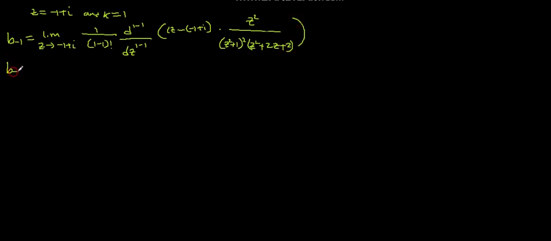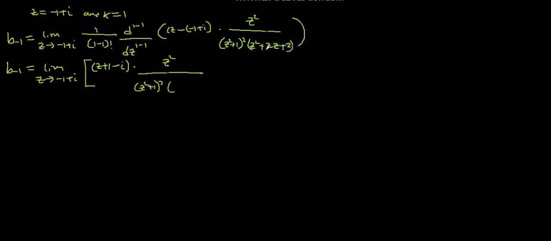So this is b minus 1, the limit as z tends to minus 1 plus i. Then this is 1, this is 1. You are going to be left with 0 factorial, which is 1, and the 0 over the z. Anything raised to the power 0 is 1. So we'll be left with z plus 1 minus i multiplying z squared divided by z squared plus 1 all squared.